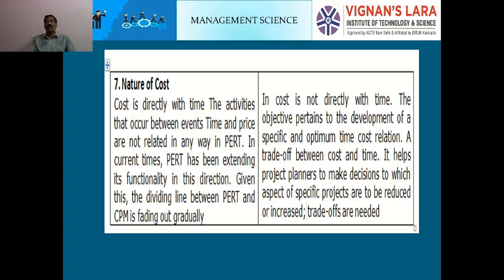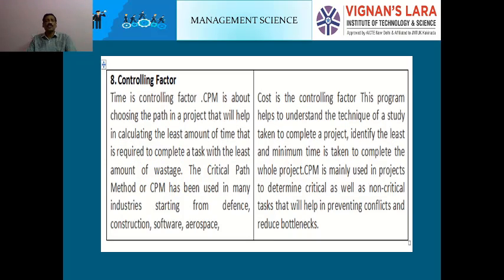That means it is totally based on CPM, a trade-off between cost and time. The next difference between PERT and CPM is the controlling factor. Time is the controlling factor in PERT. That means the total time is selected with reference to specific time components: optimistic time, most likely time and pessimistic time. A specific defined formula is used to determine the time.